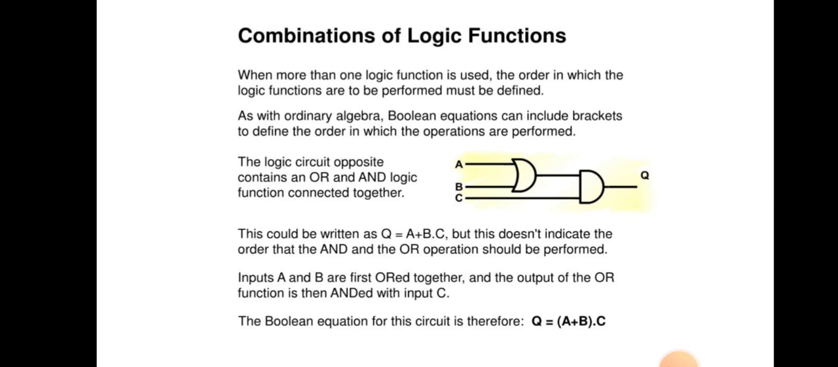The logic circuit opposite contains an OR and AND gate connected together. Okay, so as I just explained, two gates are combined here. This could be written as Q equals A plus B dot C, but this does not indicate the order that the AND and OR operations should be performed. Inputs A and B are first ORed together, and the output of the OR function is then ANDed with input C.